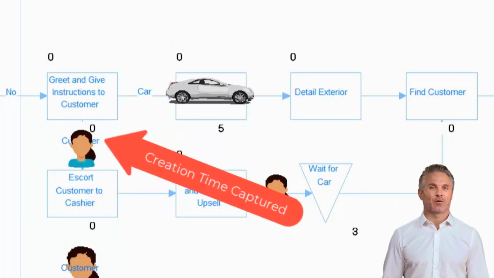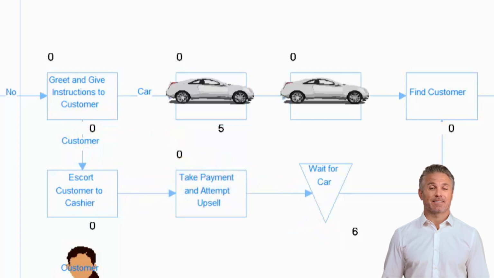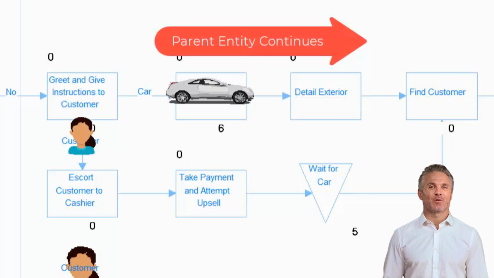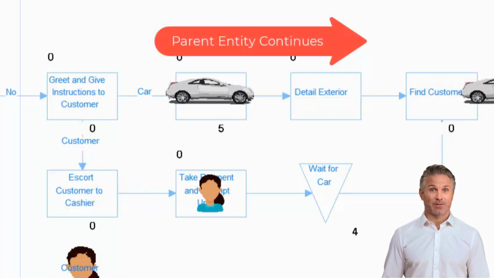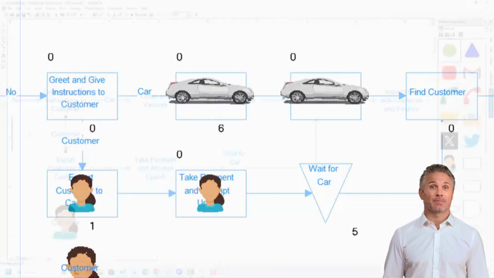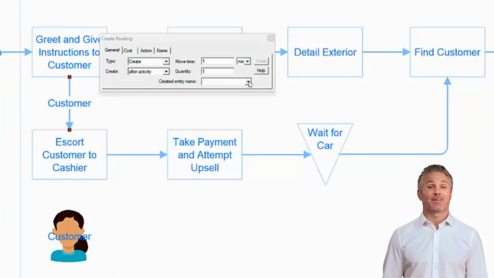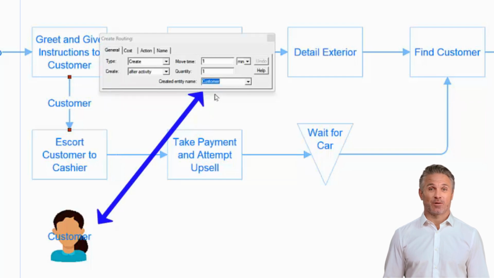When a create occurs, it's like a baby being born. The new entity has a birth date and time. The original entity, or parent, continues. The new child entity is related to the parent, so they can be reunited later. The new entity must be named, and the name must belong to an entity on the layout.